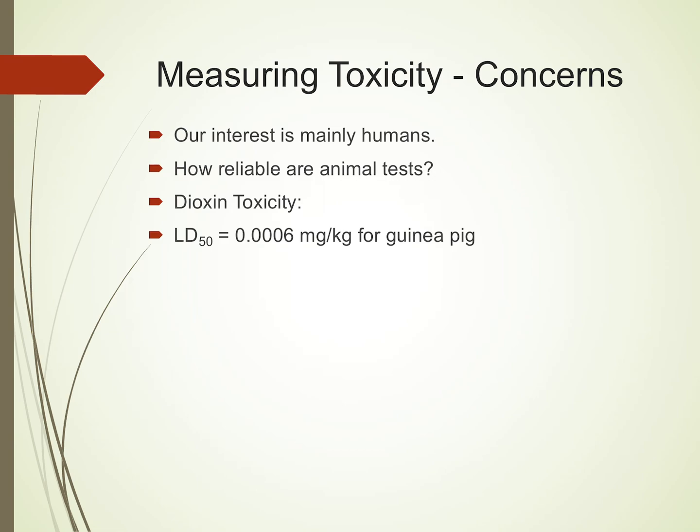So our interest is mainly humans, so the question becomes how reliable are animal tests? Well, to give you an idea, for dioxin toxicity, the LD50 for guinea pig is this. Now that's 0.0006 milligrams per kilogram, or if you want, let's multiply by 1,000, 0.6 micrograms per kilogram. But for a hamster, it's 1.1 milligrams per kilogram. This is more than 1,000-fold less toxic. And what's the difference between a guinea pig and a hamster, right? You would expect these to be similar, and they're not.